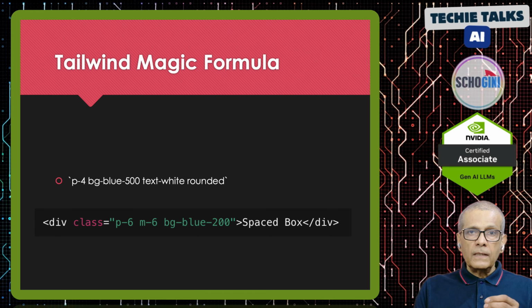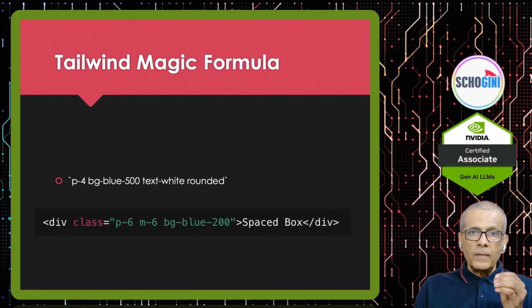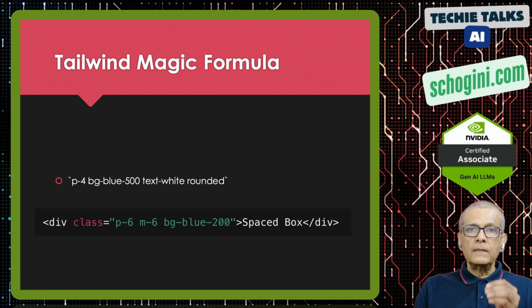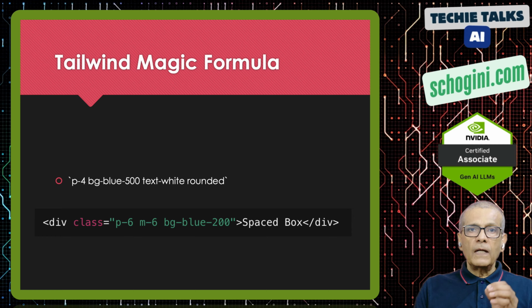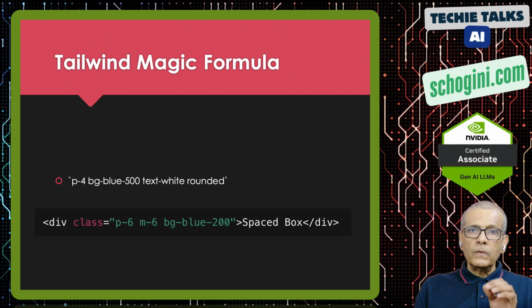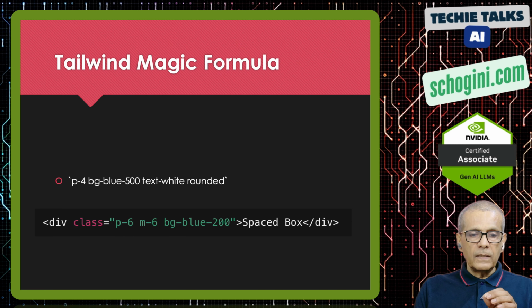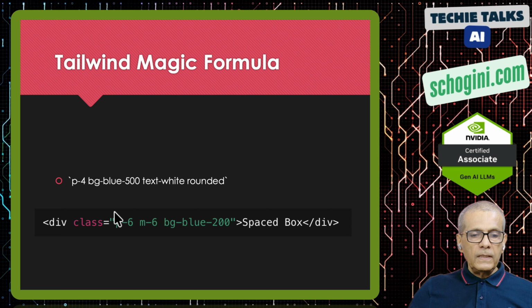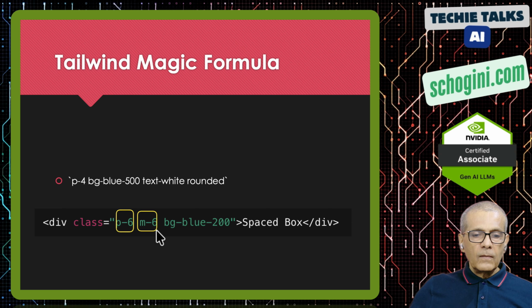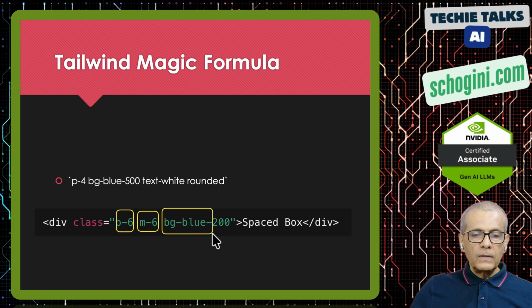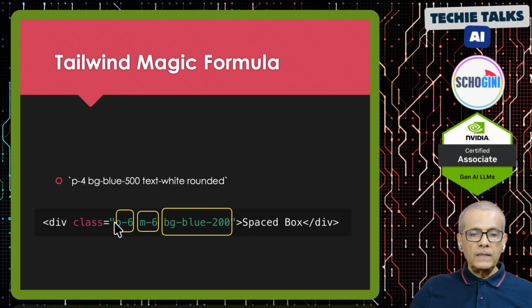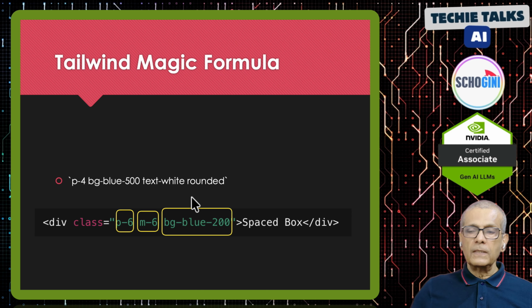The magic formula: this simple combination of padding, background color, text color, and rounding is the essence of Tailwind. When you understand that Tailwind is just utility classes stacked together, you have basically understood the whole framework. So here, all these are utility classes: padding, margin, background blue, and the intensity of the blue. That is it. All these classes are stacked together.